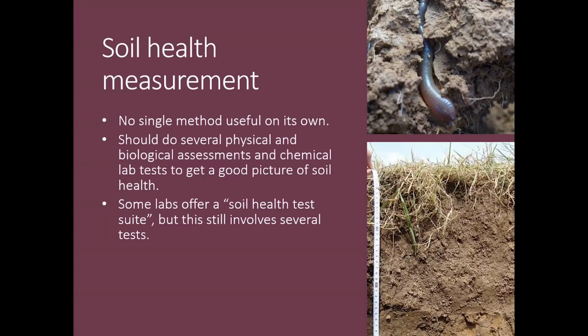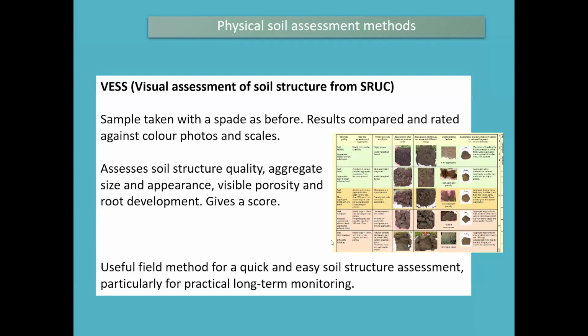We need to do several physical, chemical and biological methods in order to get a really good grip on the health of our soil. Some labs do offer what's called a soil health test suite, but that still involves you doing some measurements and also them doing several measurements and coming up with an index. And I don't like it. I don't like a single index. I think it can mask a lot of important points. So I'm going to go very quickly through the main soil assessment methods that you might use. So first of all, physical ones, then chemical, then biological.